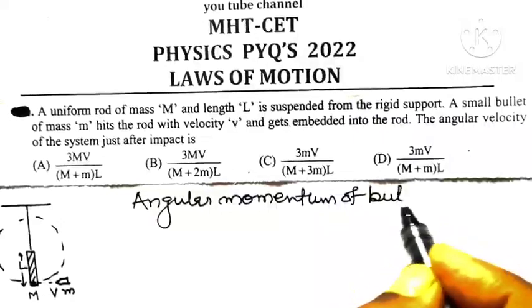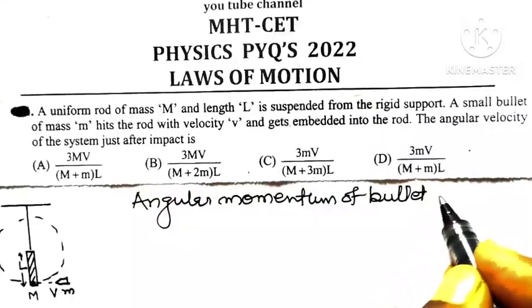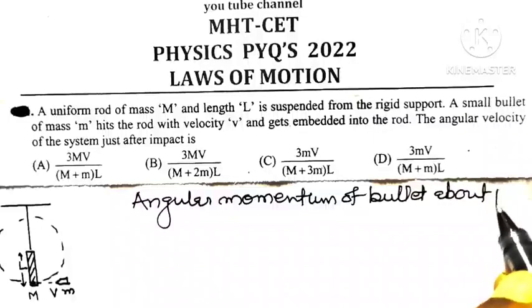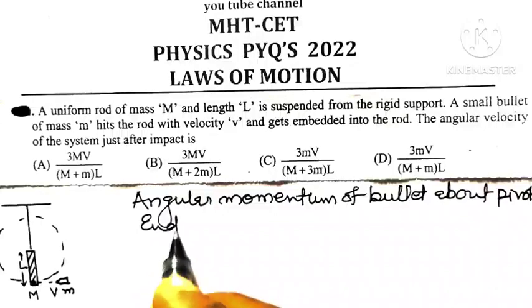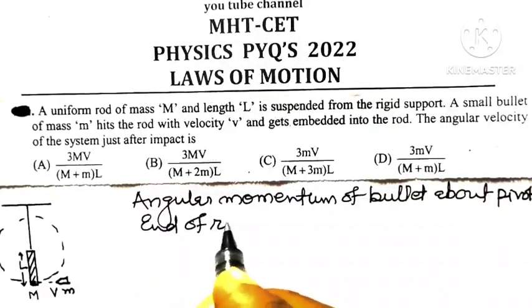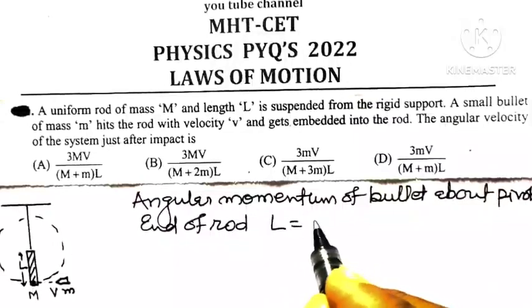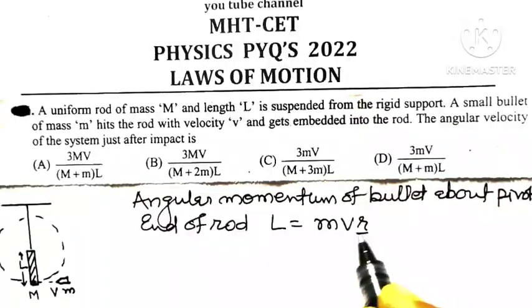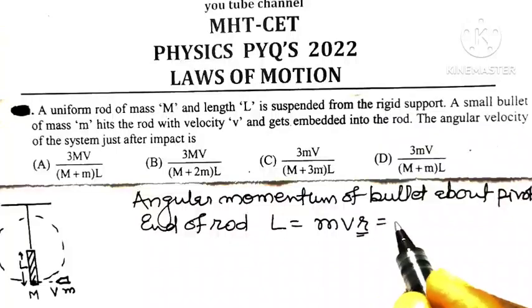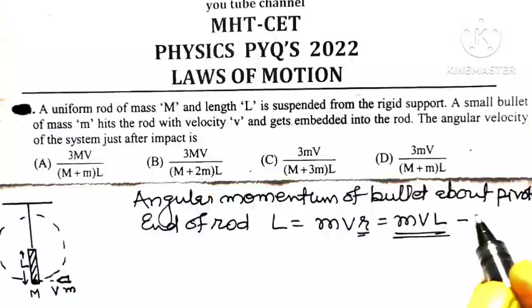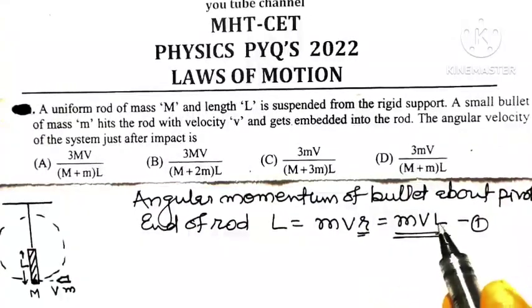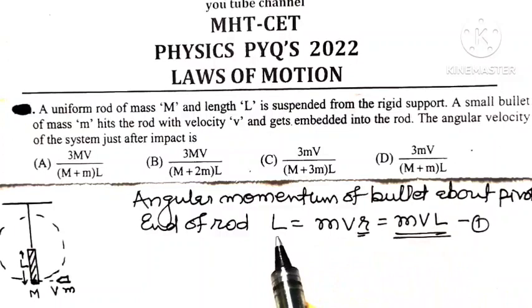We know the angular momentum of the bullet about the pivoted end of the rod. It is equal to L = m v r, where r is the radius of the circular orbit. Here it is nothing but the length of the rod. So, it is the mass of the bullet into the velocity of the bullet into L. This L is the length of the rod, and here L represents the angular momentum of the bullet. So, there is a difference between this L and this L.